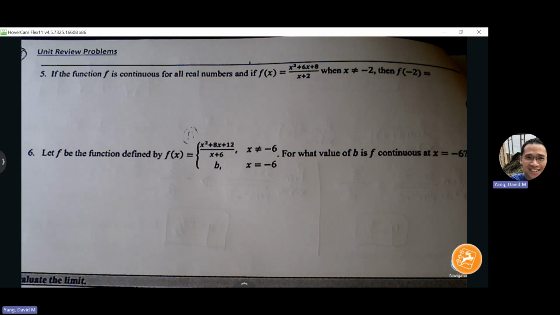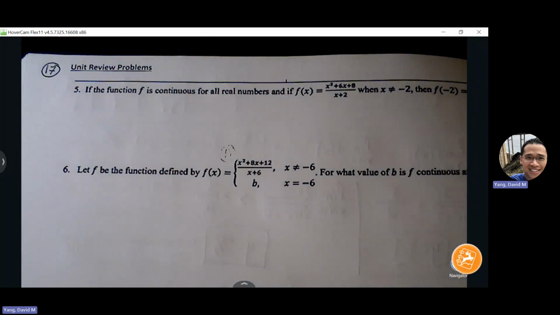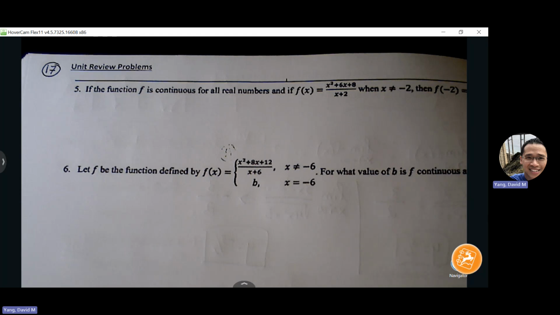If the function f is continuous for all real numbers, and if f of x is equal to my function when x doesn't equal negative 2, then f of negative 2 is equal to... Well, I know my function is continuous, so I like to just go through continuity conditions because I don't have to worry about doing anything different than that. So if I just go through my continuity conditions, then my answer will just show up. But you don't have to show all the steps for continuity conditions if it doesn't ask you to. But I think that just provides a nice structure. You don't have to worry about doing something different for different problems. You can just follow the steps, okay?